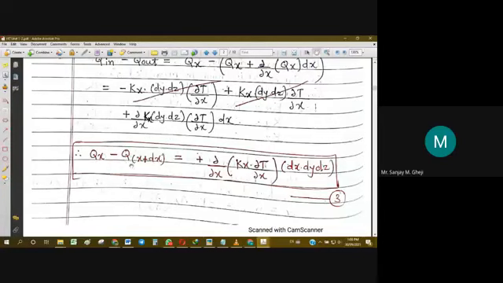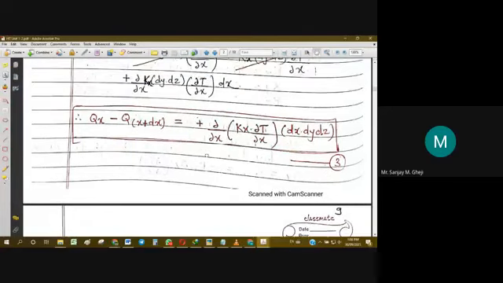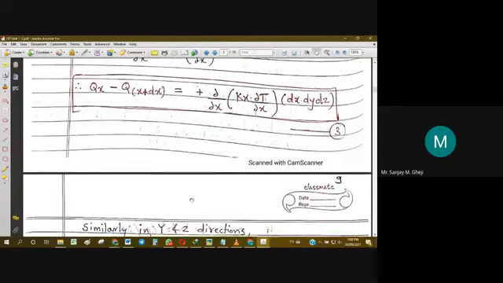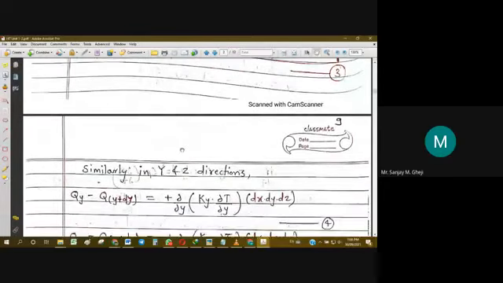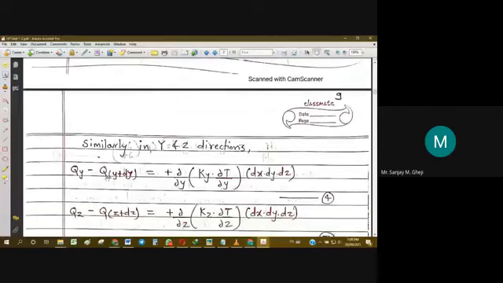So qx minus q at x plus dx equal to plus ∂/∂x of kx ∂T/∂x into dx dy dz. Here this term dx dy dz are taken together and they are written as a single product dx dy dz. Let us call it equation number 3. So we obtained the net amount of heat conduction in x direction. Same logic can be applied to obtain the net heat conduction in remaining two dimensions, that is y direction and z direction. Okay, so we will not do all the steps, we will directly write the net amount.